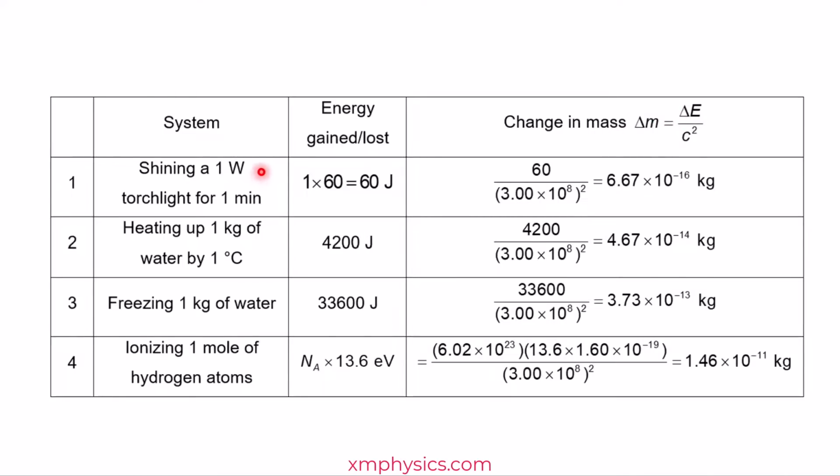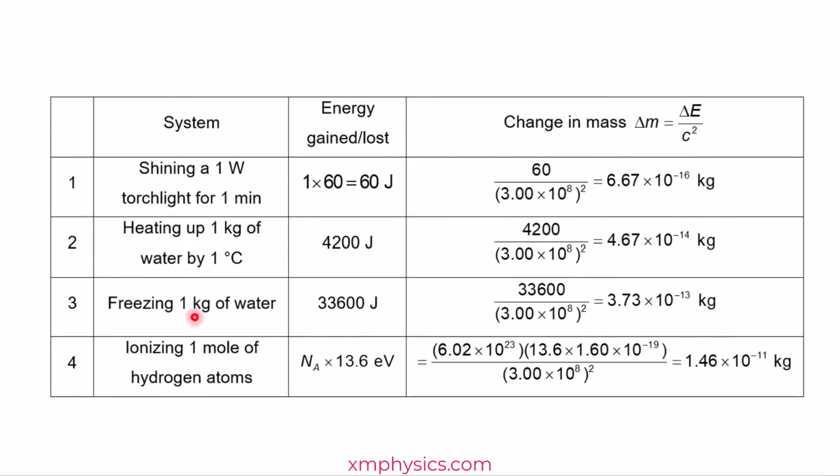For example, if the torchlight is emitting light at the rate of 1 watt, then even after 1 minute, you lost only 60 joules. E = mc² predicts that the mass of the torchlight should decrease by 10^-16 kg. There's no weighing scale in this world that's sensitive enough to detect this difference in mass. You can heat up water, you can freeze water, but the heat transfer required is only like a few kilojoules. So again, the change in mass is too small.